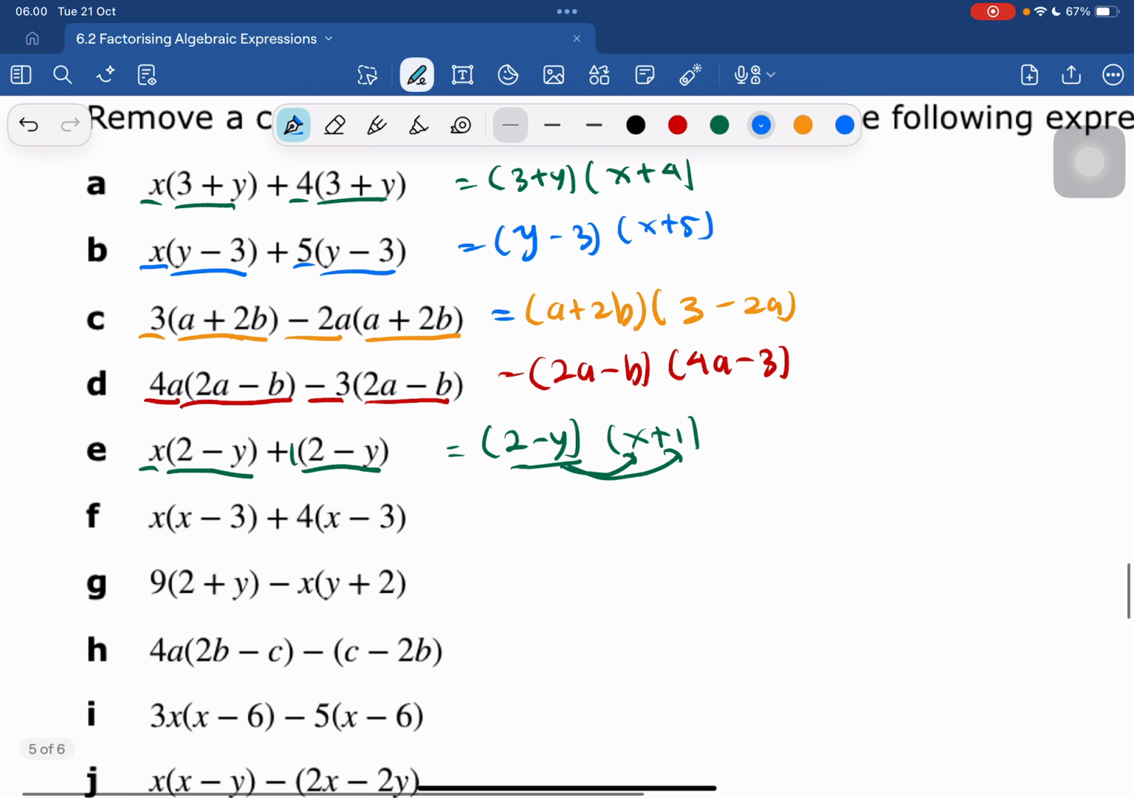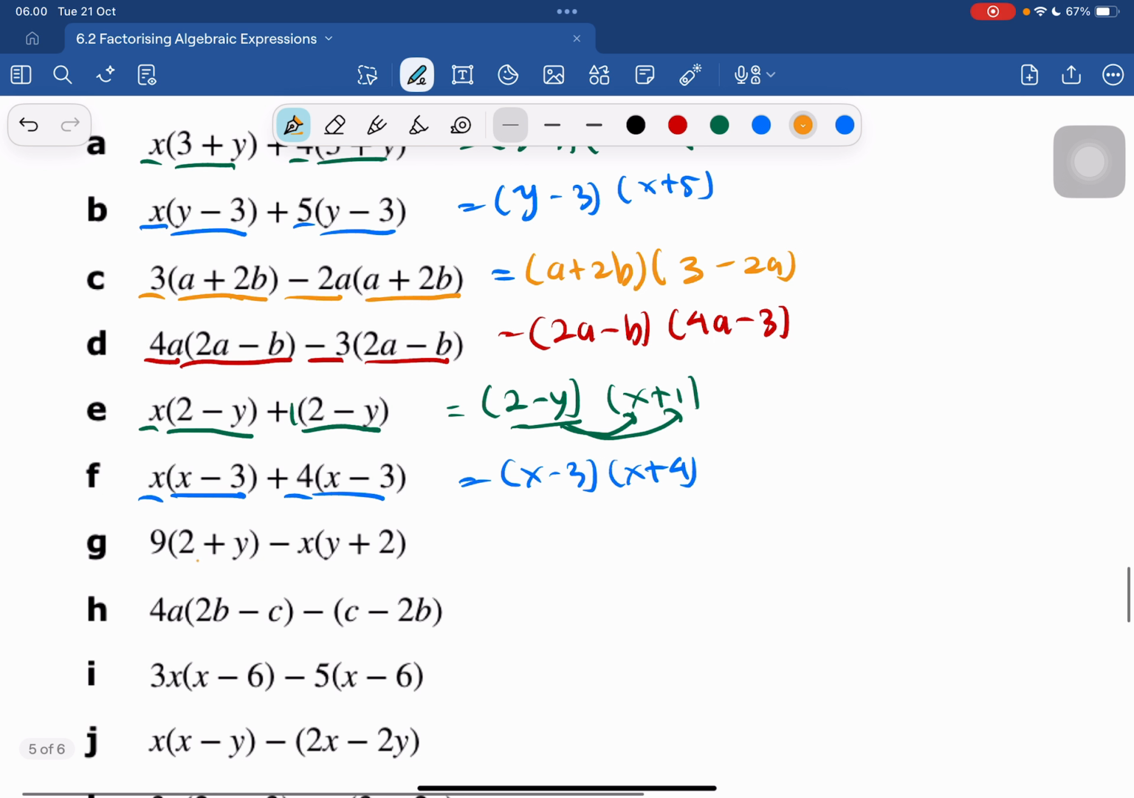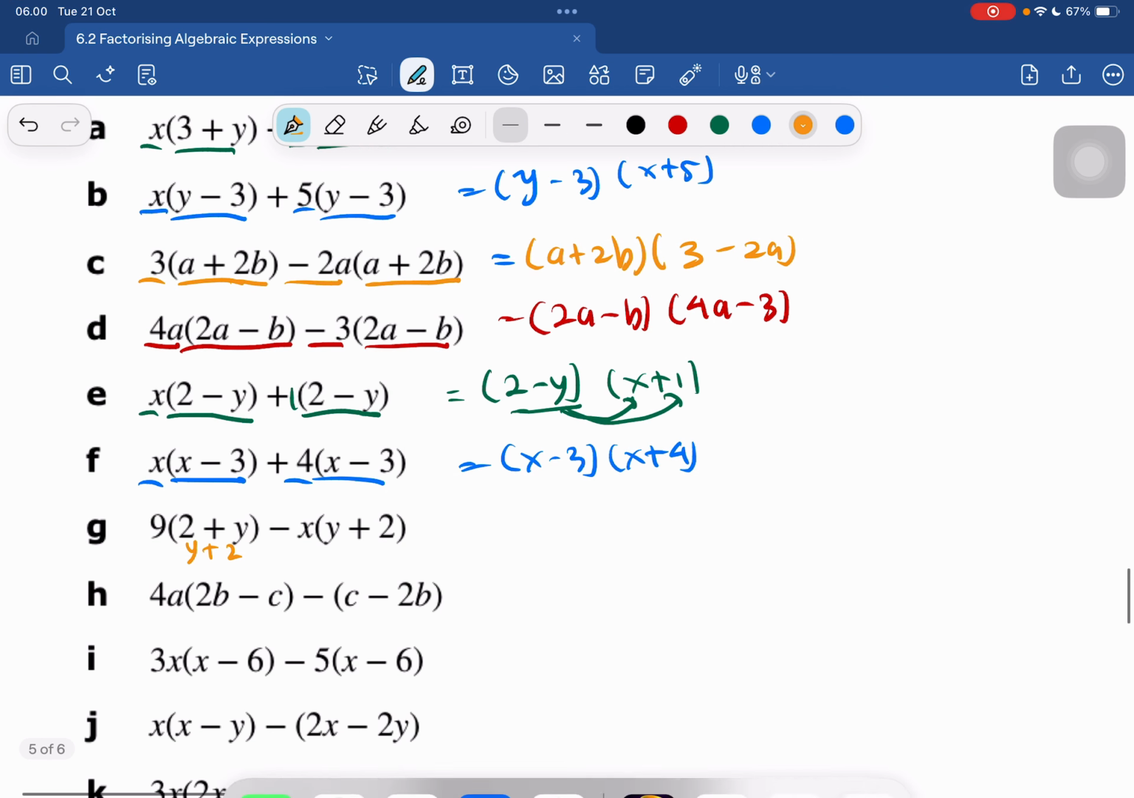Next, we got the common x minus 3. We can write it x minus 3 and then x plus 4. Okay, 2 plus y and y plus 2, so they are equal. So we can write it here y plus 2. So we got y plus 2 multiplied by 9 minus x.